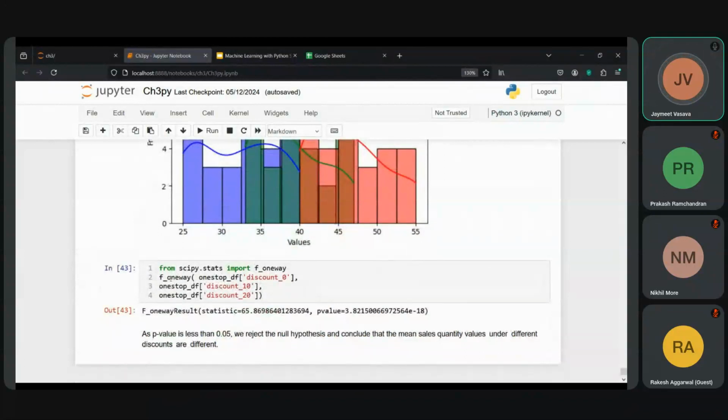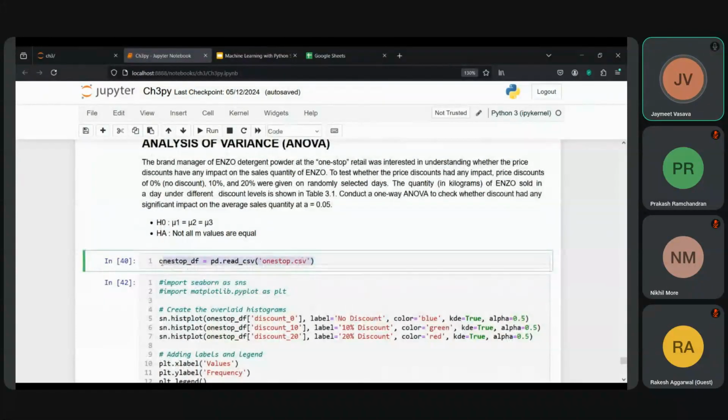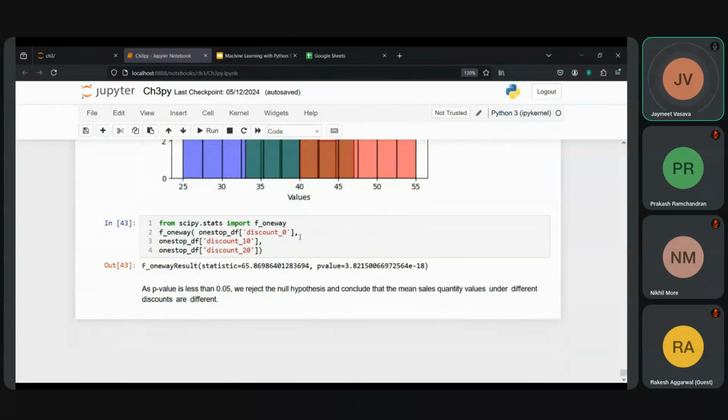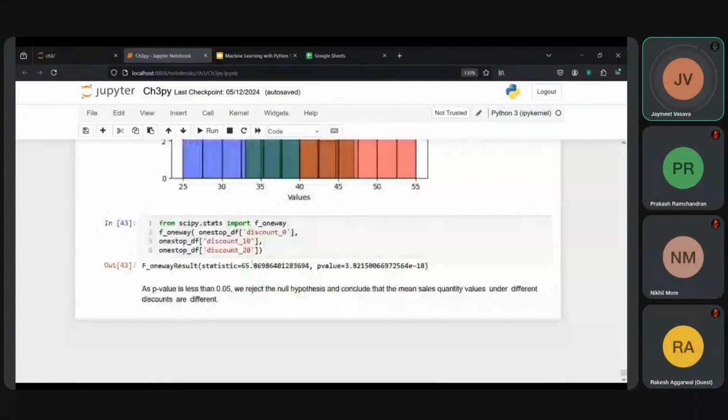And this is the data frame that we have created for reading the file. Using the columns from this data frame, we have a column for zero discount, or no discount, discount at 10%, and discount at 20%. We get the statistic value, the ANOVA score, of 65.86, and the probability value of 3.821.